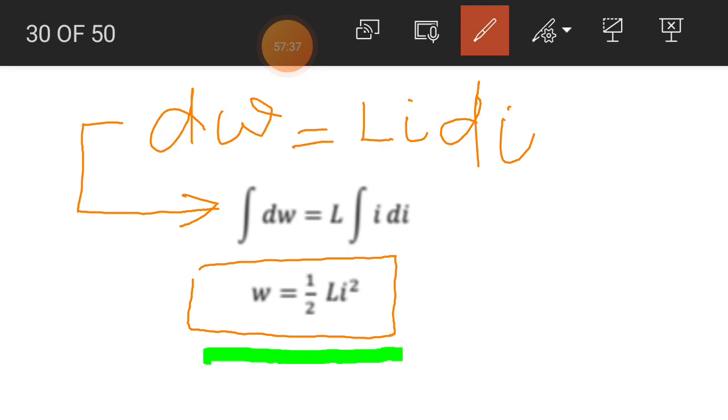So in this particular class we have discussed two passive circuit elements, capacitor and inductor. How do we calculate the current in a capacitor? How do we calculate the voltage across a capacitor? How do we calculate the power in a capacitor? How do we calculate the energy stored by a capacitor? And so on. So thank you so much.